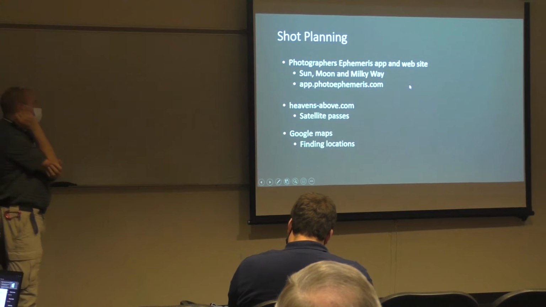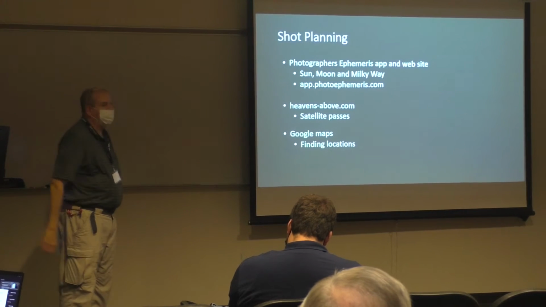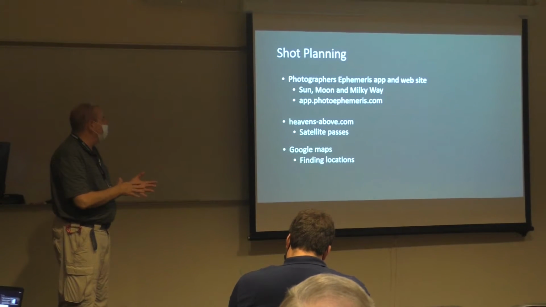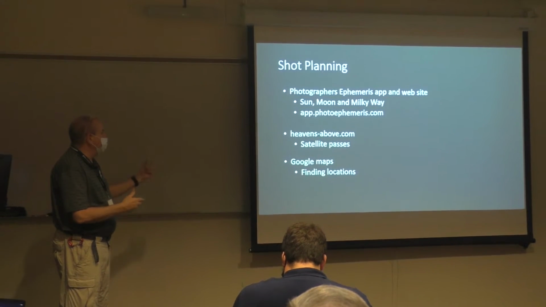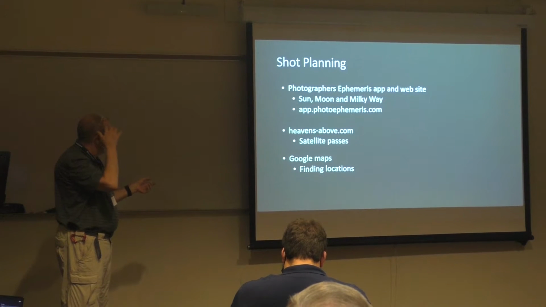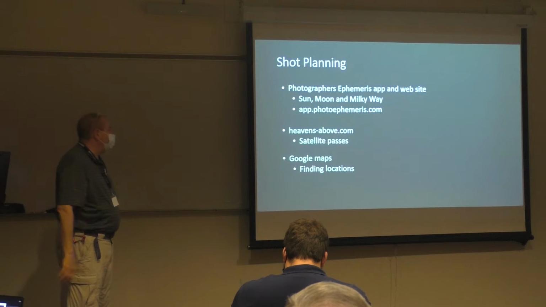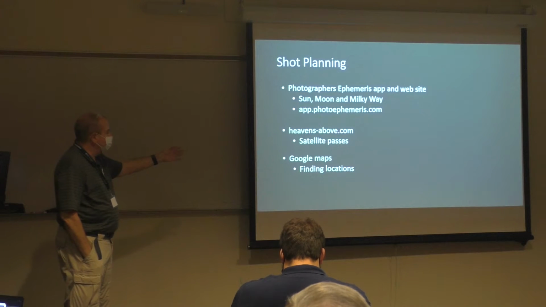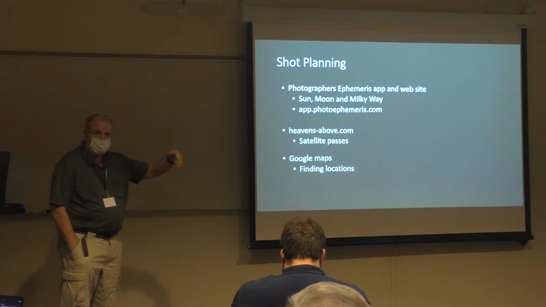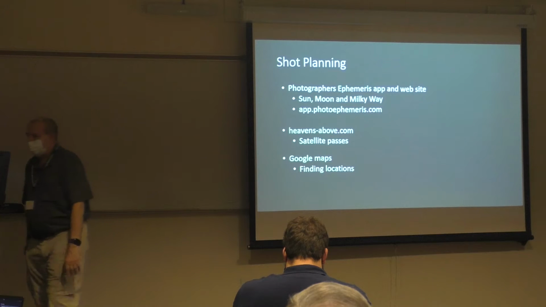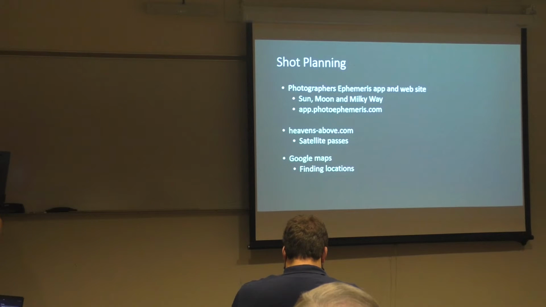For shot planning purposes, I use The Photographer's Ephemeris a lot, which helps me find where the sun and the moon will be. That's available as an app on your phone or at app.photoephemeris.com. I use Heavens Above to find satellite passes, ISS, and so on. And Google Maps for planning. In these kinds of shots, planning is a big deal.